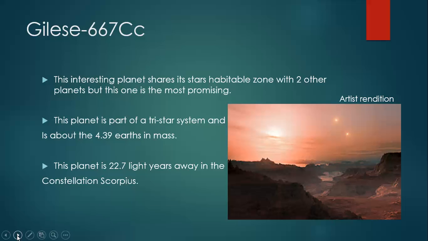Now, Gliese 667Cc is an interesting planet because it's part of a tri-star system and is about 4.39 Earths in mass. It also shares its star's habitable zone with two other planets and is 22.7 light-years away.